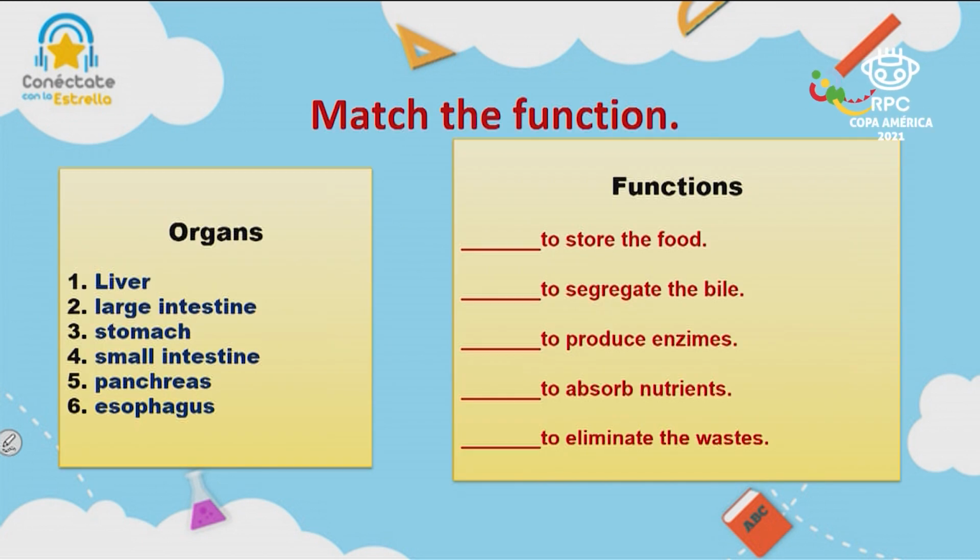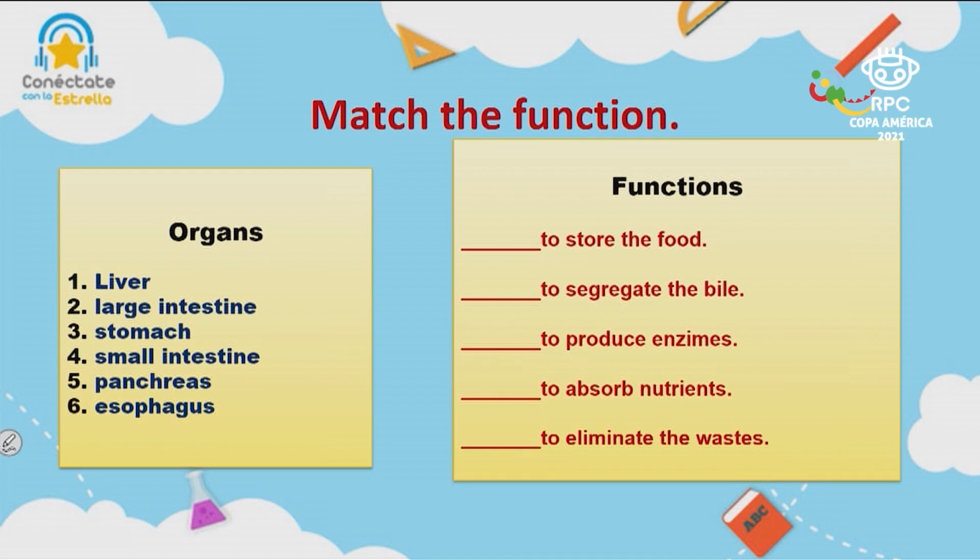So here we have a little more so you never forget about what you have learned today about the digestive system. Here we have the organs: liver, large intestine, stomach, small intestine, pancreas, and esophagus. And we have a match. What do you have to do? You have to write the correct number on the correct answer to complete the sentence.